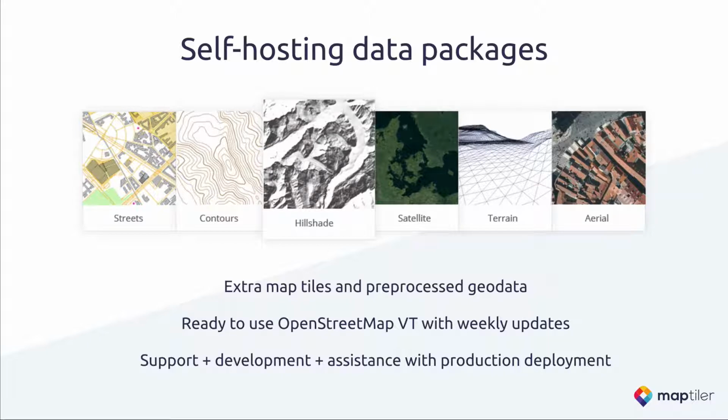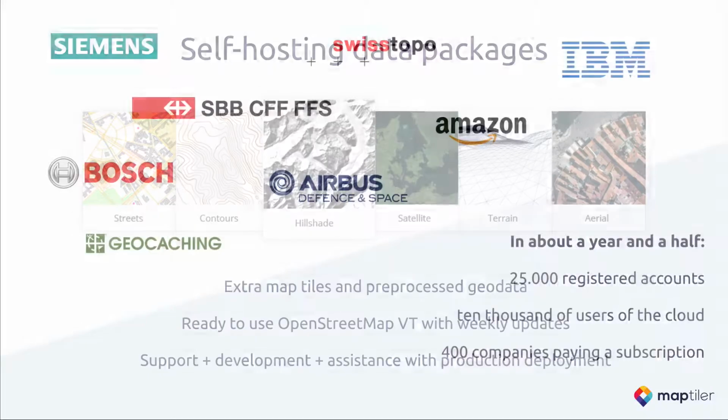On the self-hosting, we provide the hosting data packages, so it's not only street data, houses, roads, administrative units, everything you see on a normal printed map, but also contour lines, hill shading for hiking and giving geographical context in the mountain areas. And we are processing also terrain and satellite and aerial imagery of the entire world. You can get a subscription from us, and this will contain weekly updates of OpenStreetMap powered base maps, and also extra support and development which can adjust the maps and customize them according to your needs.